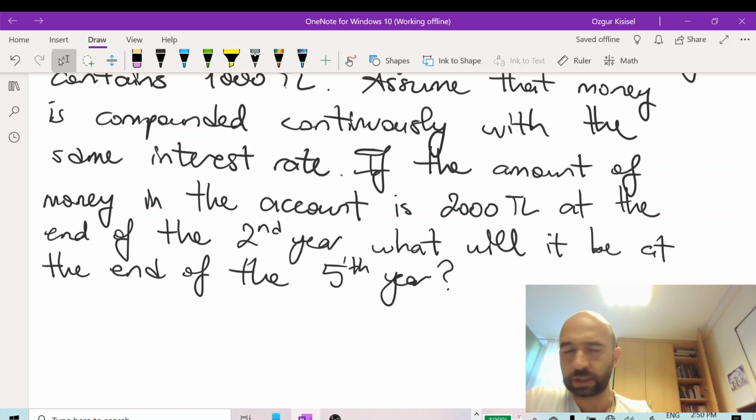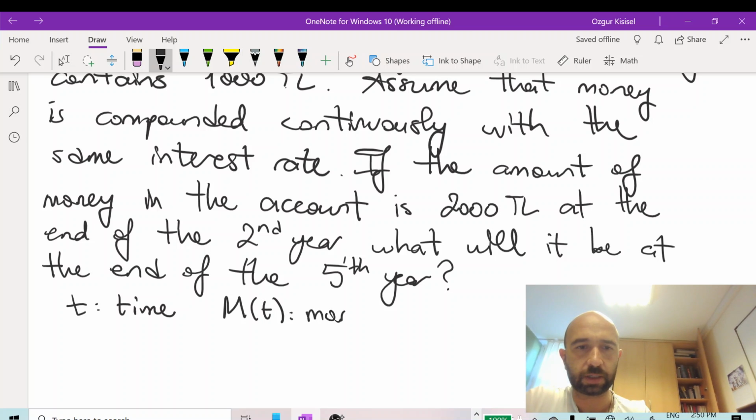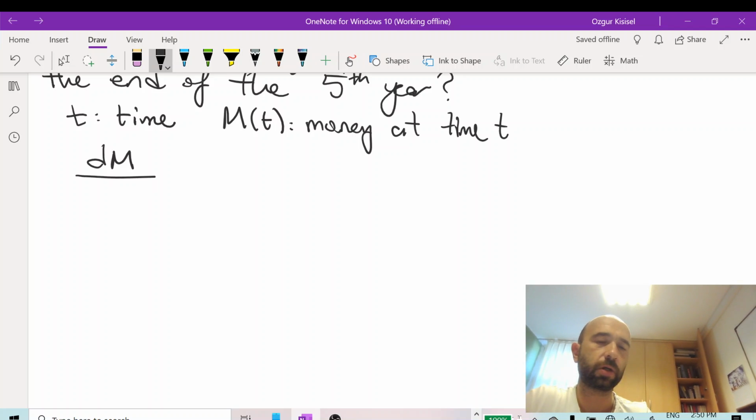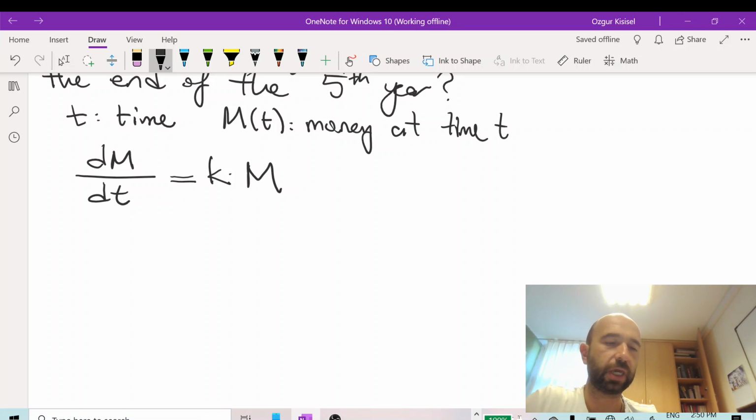So let's say t is time, and let's say m(t) is money in the account at time t. Okay, we have a differential equation. So the rate of change of the money is proportional to money already in the account. The more money you have, the more interest it gains.